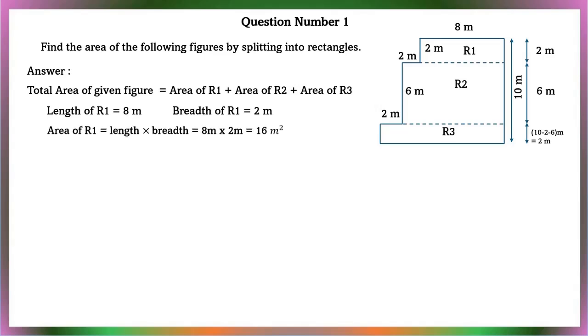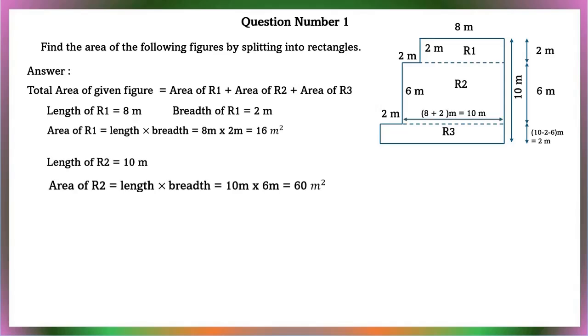Similarly, for rectangle 2, we have to find the missing length. The missing length is 10 meters. So, length is equal to 10 meters. Breadth is equal to 6 meters. So, the area of the rectangle is 60 meters square.